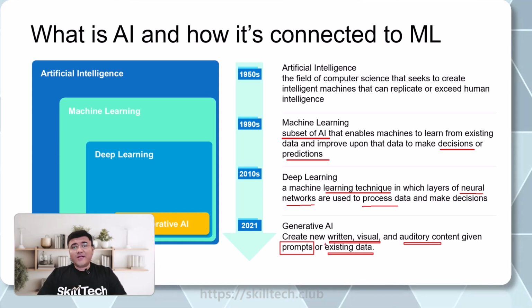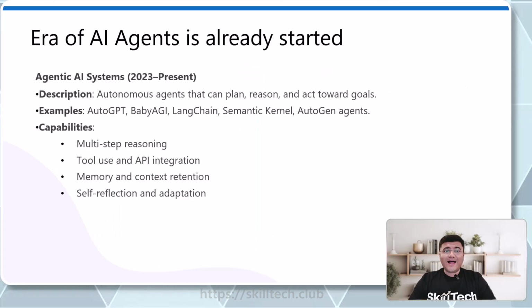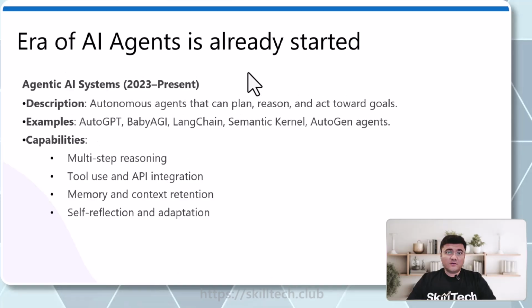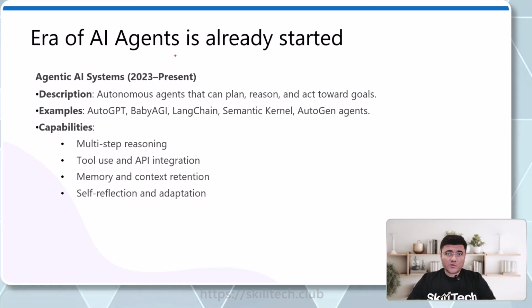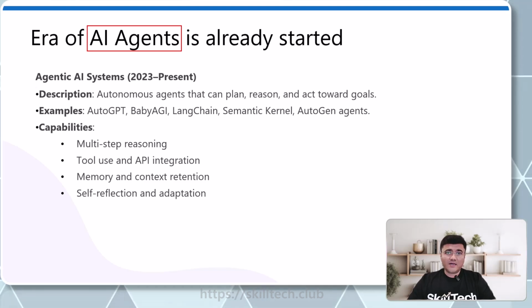Now, if you see right now, starting from the 1950s to 2021, this timeline shows the initial evolution of AI which happened. And now we are going to talk about the most important topic of this particular course, and that is AI agents. Yes, somewhere after generative AI, we got something which is the AI agent. And this time, 2025, is actually an era of AI agents. Yes, it has already started, and if you're not going to learn this now, maybe it's going to be late.